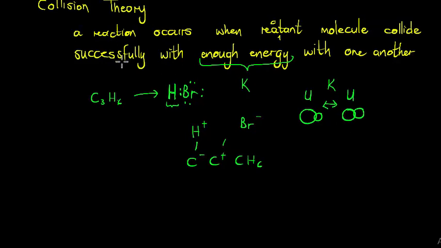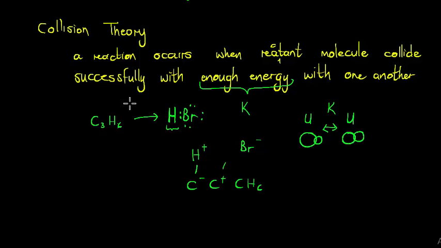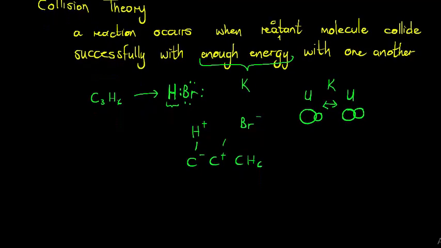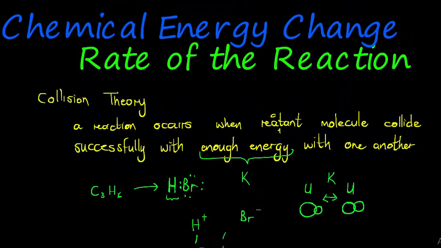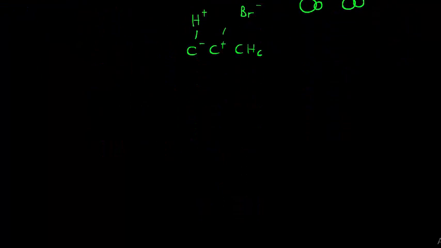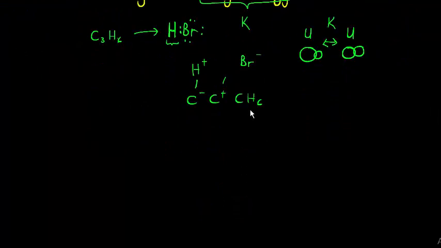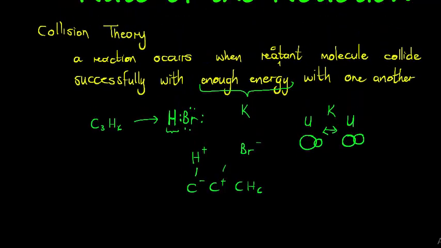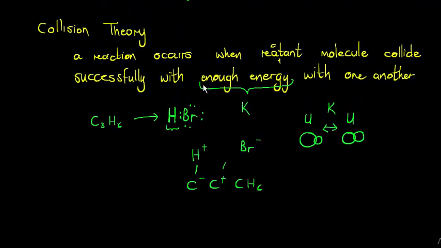Okay, this is the basic idea of collision theory: a reaction will occur when there are successful collisions. So it's all about successful collisions. Based on this, we can now look at factors affecting these successful collisions. In other words, what can I do to increase the likelihood of successful collisions?